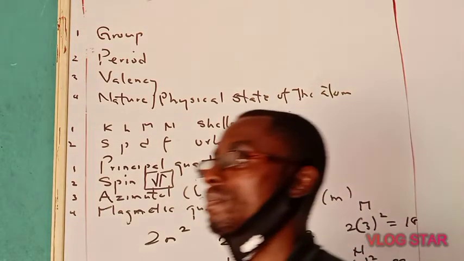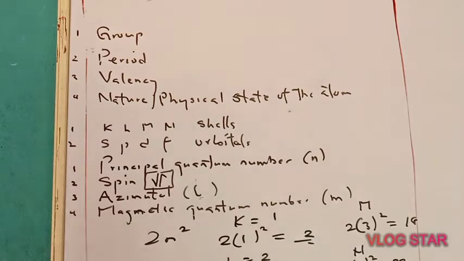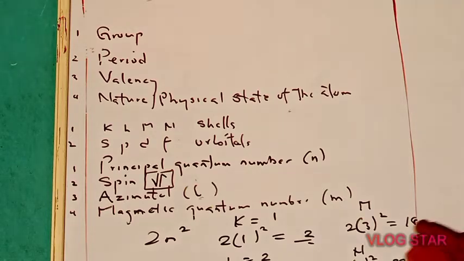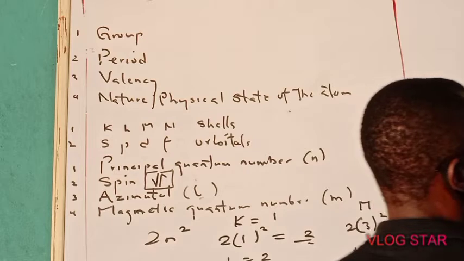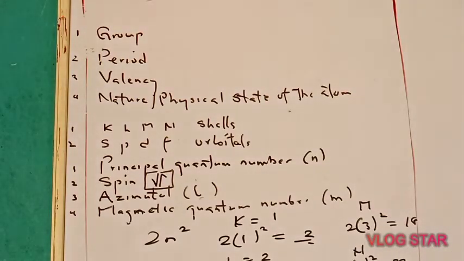However, for convenience sake, 8 is usually written as the maximum number of electrons the L, M, and N shells can take respectively.